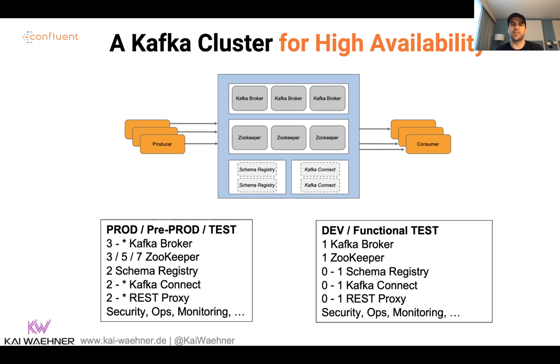On the other side, as you see on the right side, for just development and functional testing, 1 Kafka broker and 1 Zookeeper, and 1 optional number of the additional components is fine, right? But in most reasonable deployments, you should have the left side with at least 3 brokers and 3 Zookeepers, and everything else twice for high availability.